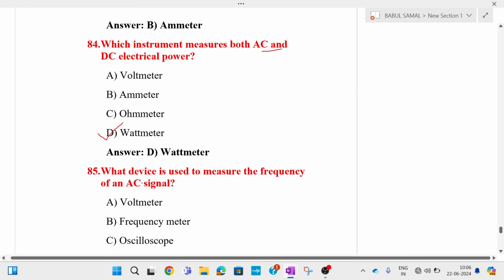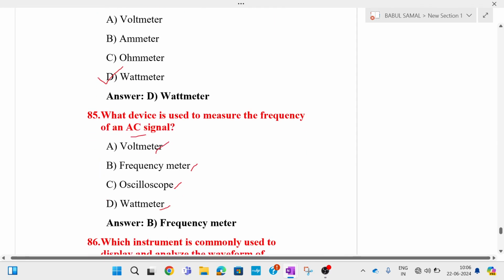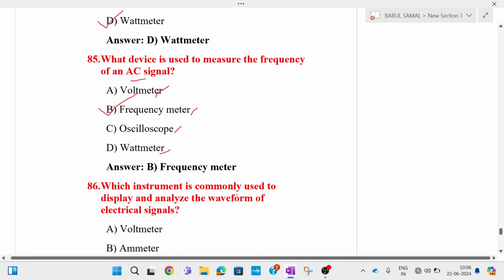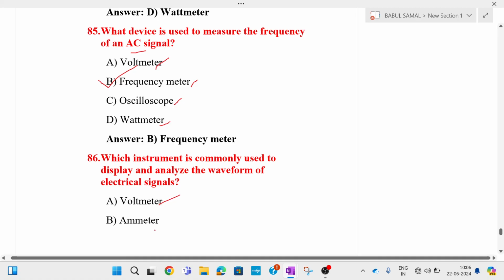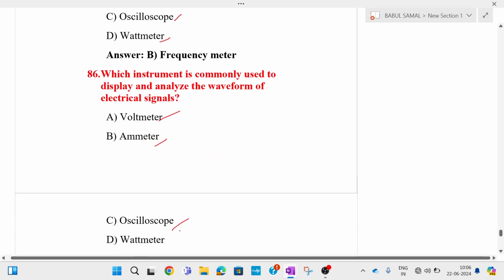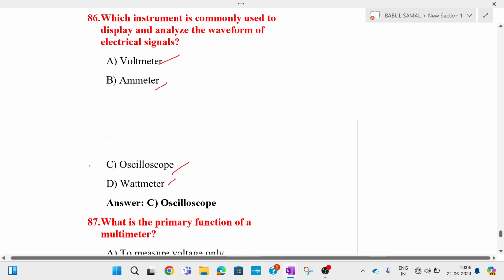What device is used to measure the frequency of an AC signal? Voltmeter, frequency meter, oscilloscope, or wattmeter. A frequency meter is used to measure the frequency of an AC signal. Option B is correct. Which instrument is commonly used to display and analyze the waveform of electrical signal? Options are voltmeter, ammeter, oscilloscope, wattmeter. So the correct answer for this question is oscilloscope, which is used to display and analyze the waveform of electrical signal.